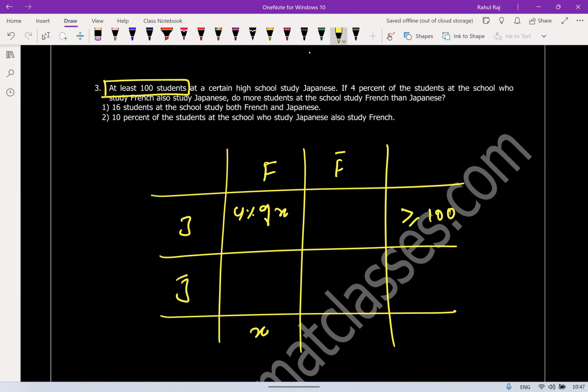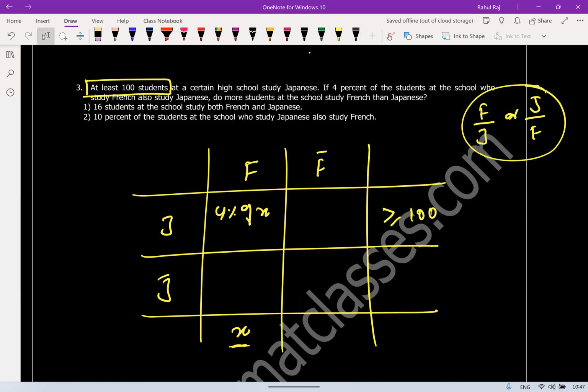It's very clearly written that 4% of the students at this school who study French also study Japanese. I don't know how many people are studying French. Let's say the total number studying French is X. So 4% also study Japanese. That's it. Now the question is asking, do more students at the school study French than Japanese? You have to be very clear about what you need to find. Don't you feel that if we get the ratio of French by Japanese or Japanese by French, we'll be able to find out who studies more and who studies less, right?